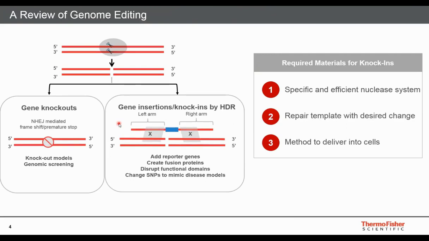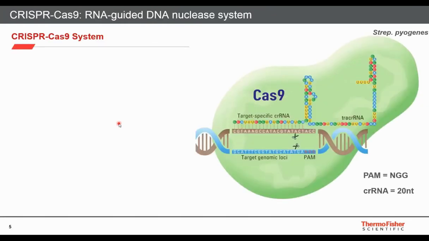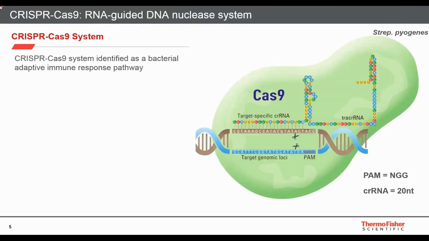We'll talk about different types of specific and efficient nuclease systems, as well as our recommendations for the repair template and how to incorporate that desired change. The two main nuclease systems that we're developing and working with at Thermo Fisher are the CRISPR-Cas9 system, which I imagine a large majority of our audience members are already familiar with.